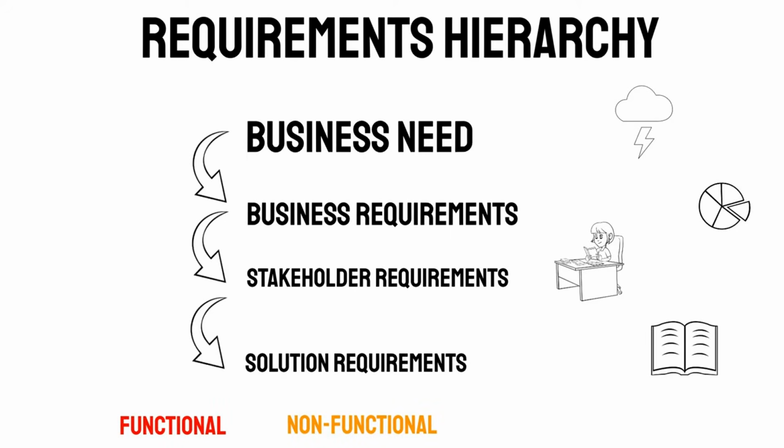And lastly, we also have transition requirements. That's something very temporary. Like, for example, that a certain stakeholder needs a training before we can use the solution. That's a transition requirement. Alright, after understanding the theoretical part of the requirements hierarchy, let's now jump to Microsoft Excel and use this with a basic practical example.